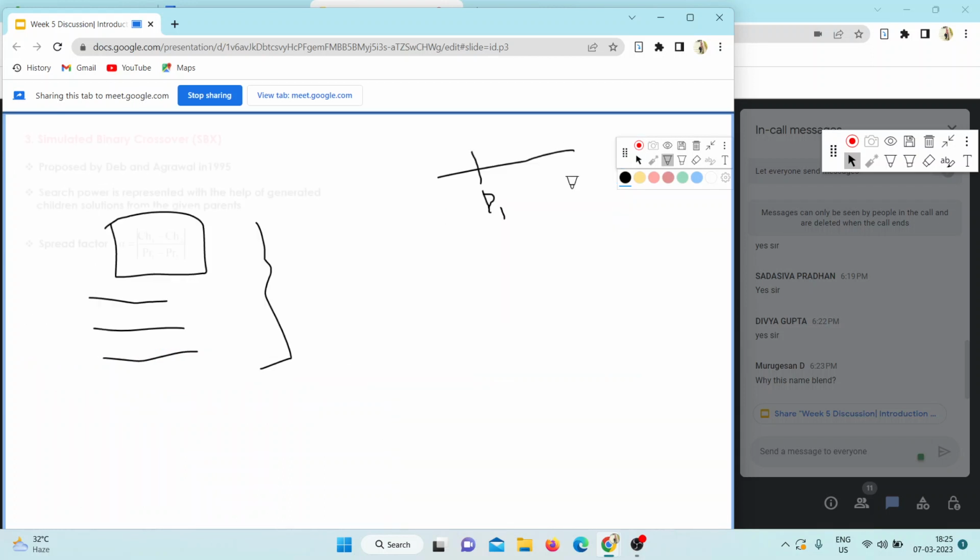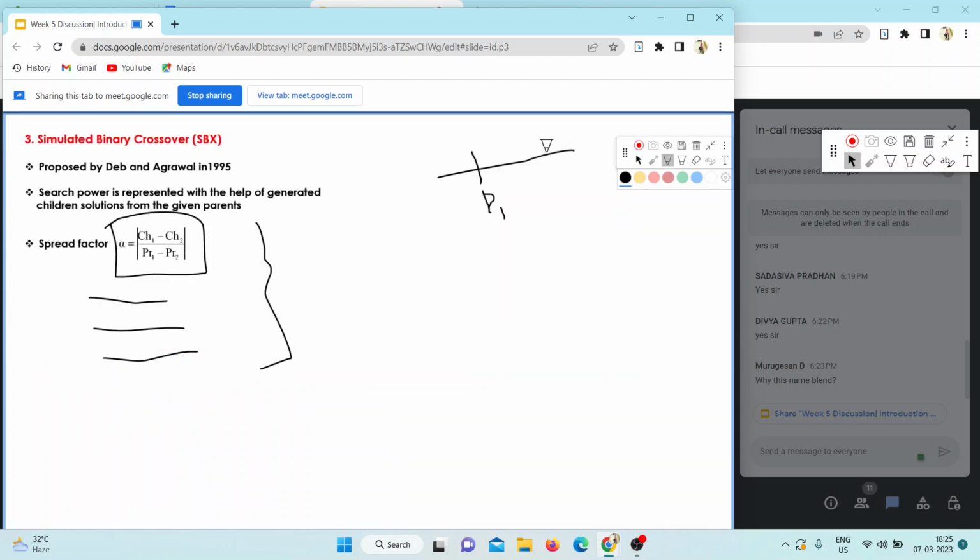So yeah, I am discussing the third thing, that is simulated binary crossover. Murugesan, you can unmute yourself.